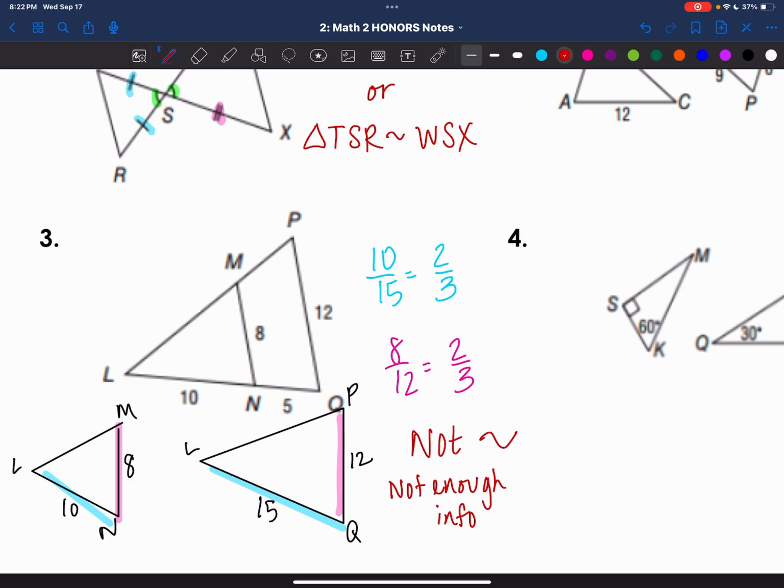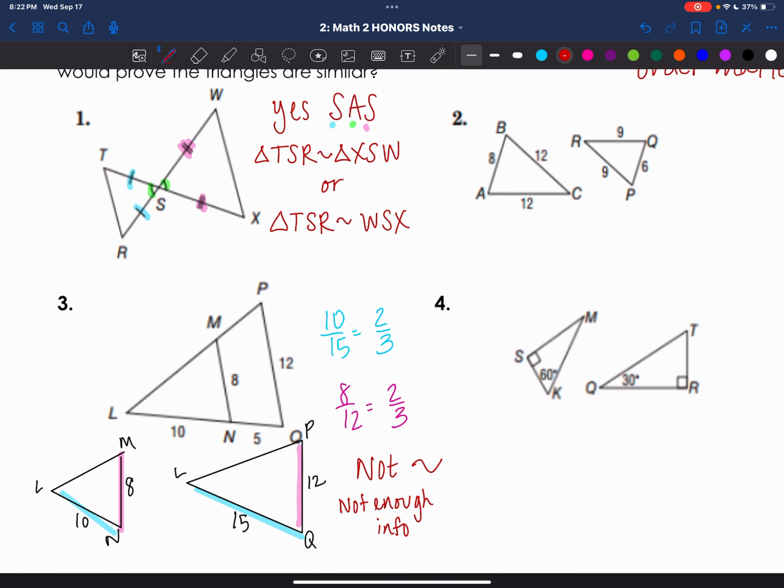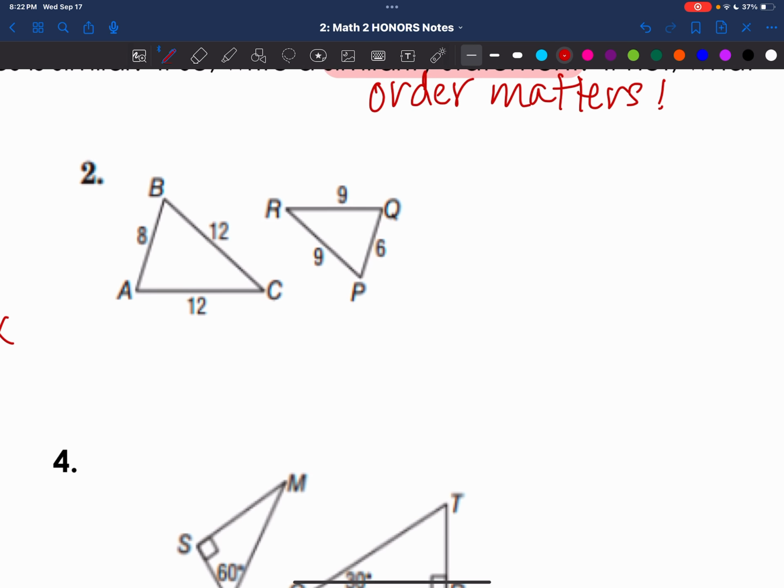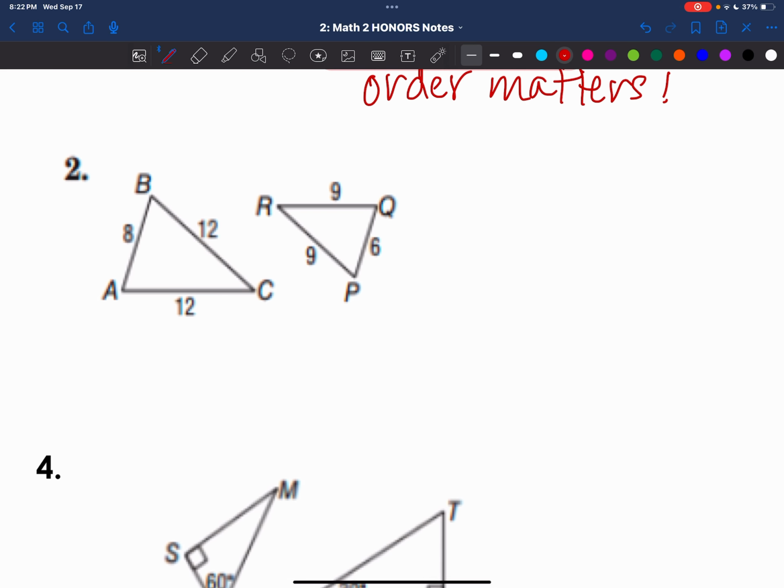All right, because we only have 2 sides, and side is not one of the options. All right, so now let's look here. Let's go to number 2. So set up your proportions and make sure you've got your corresponding sides. Now, if you notice, I've got 12 here and 12 here. So that means I've got 9 here and 9 here.